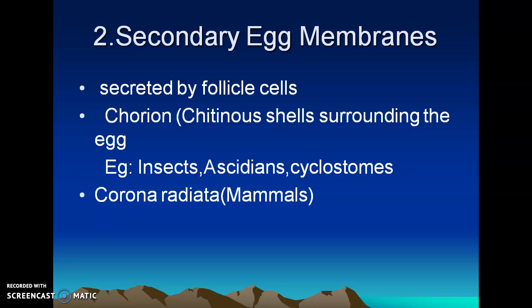You may know that in cockroaches also, there is a small capsule inside which the eggs are sealed. So this is called a secondary egg membrane, which is secreted by the follicle cells itself. And in mammals, the secondary egg membrane is called the corona radiata.